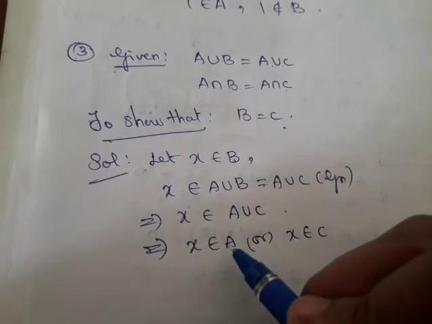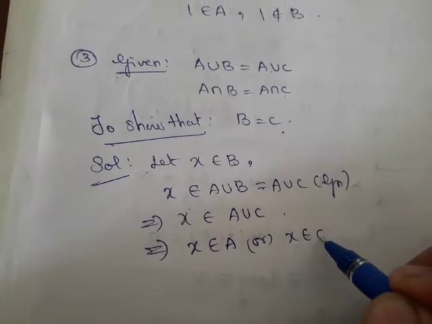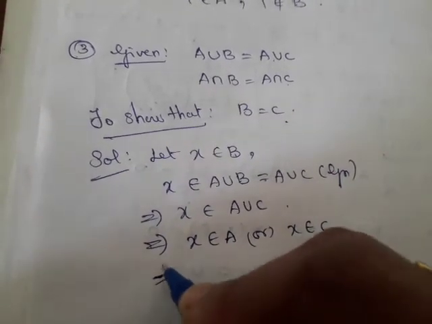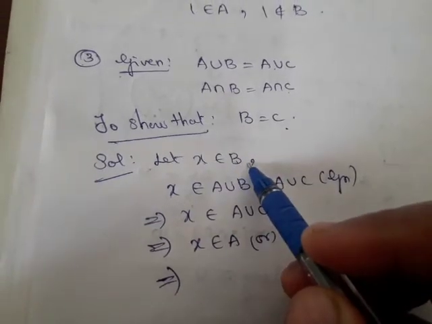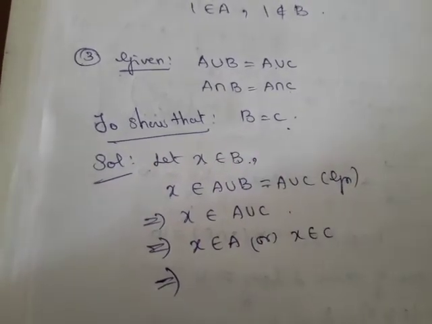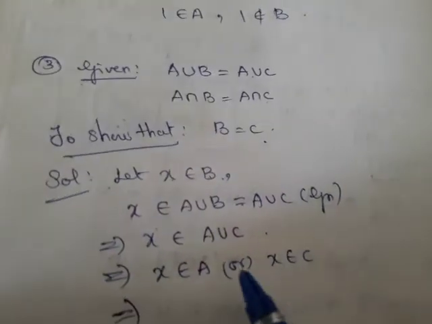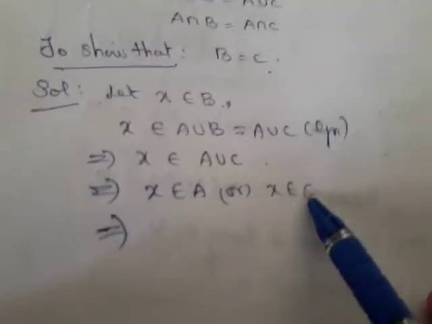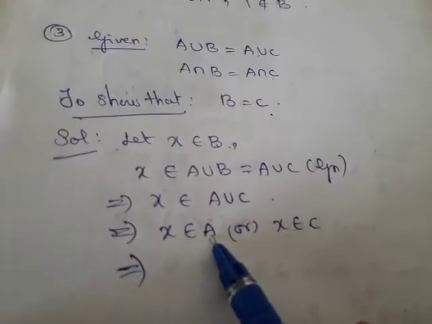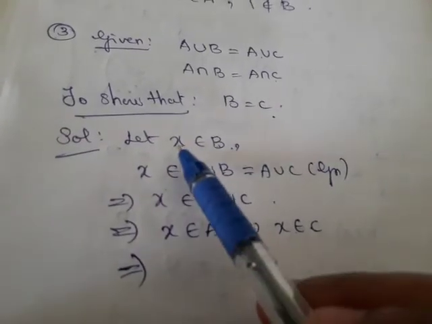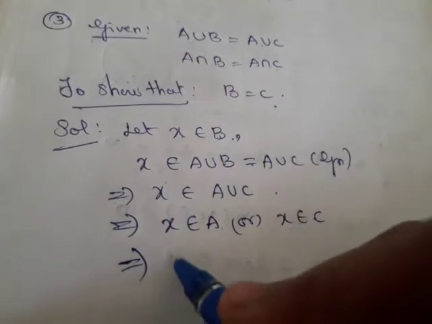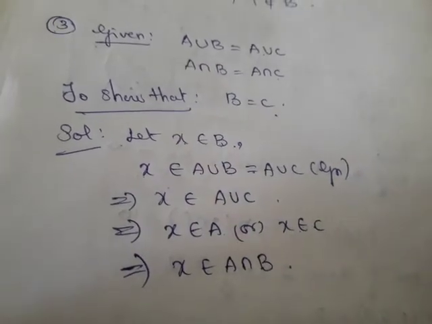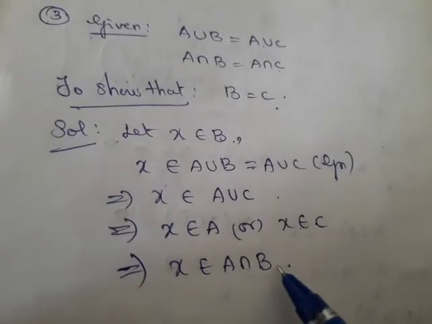So X belongs to A or X belongs to C. Now let us take, if X belongs to C, X is already in B, right? Yes. Now if X belongs to A, imagine X belongs to A, then already X belongs to B. Therefore X will belong to A intersection B, right?